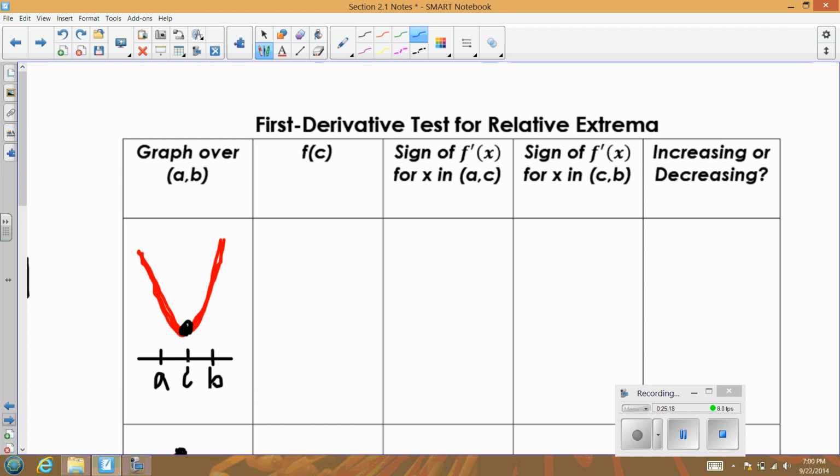So basically, if we have a graph, we're going to look at 4 different scenarios. If we have this graph that first would be decreasing because all of the slopes of the tangents would be negative, then it goes to increasing, meaning all the slopes of the tangents are positive. What does that mean? It means that C is going to be a relative minimum.